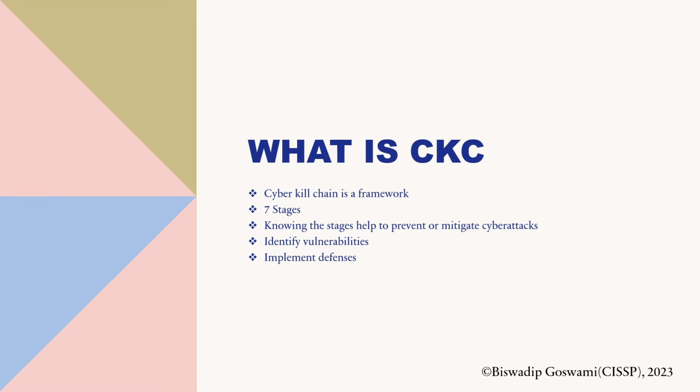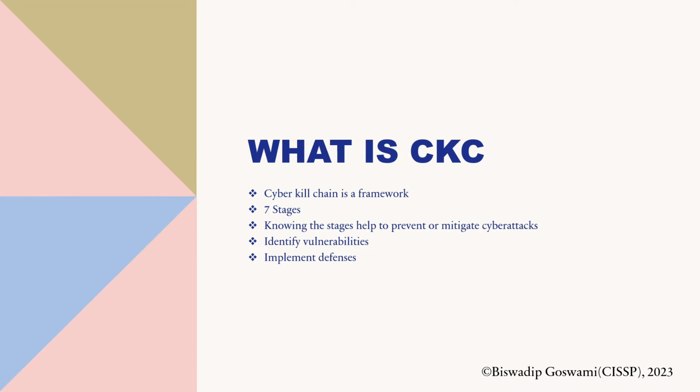Delivery. The weapon is then delivered to the target system through various channels such as email attachments, malicious websites, or removable media. Exploitation. The weapon is executed on the target system, allowing the attacker to gain access and control of the system. Installation stage. The attacker installs a persistent presence on the target system, which allows them to maintain access even after the initial exploit. Command and control.